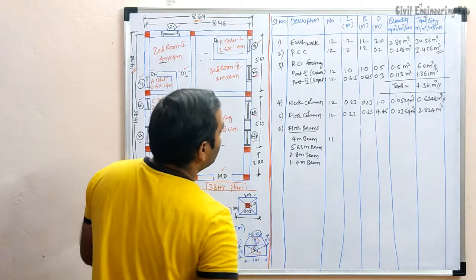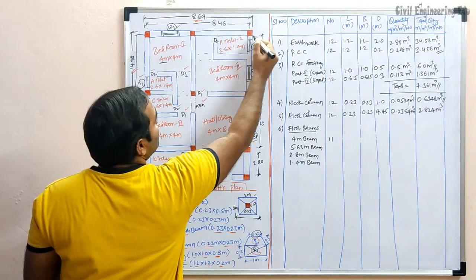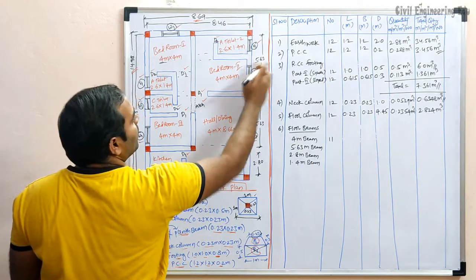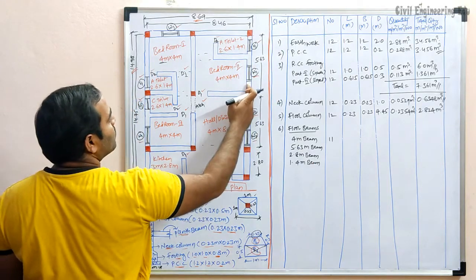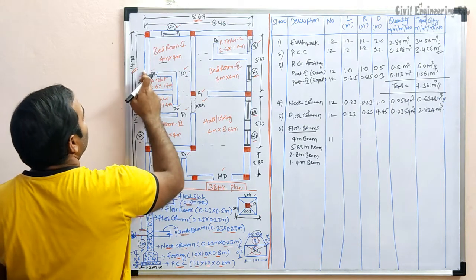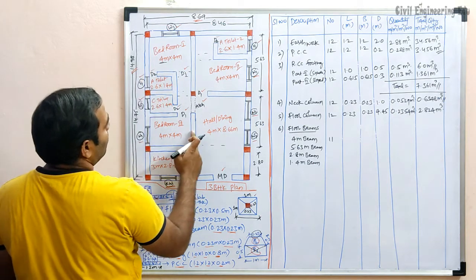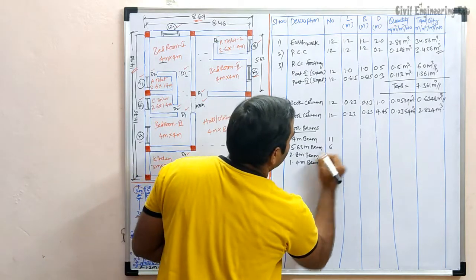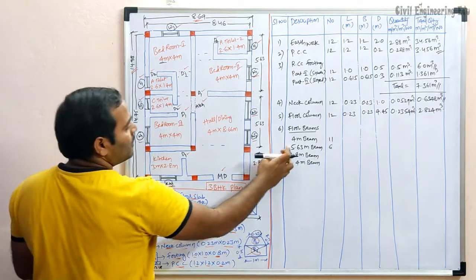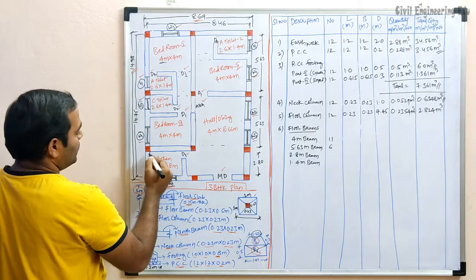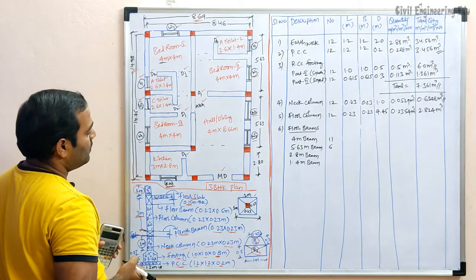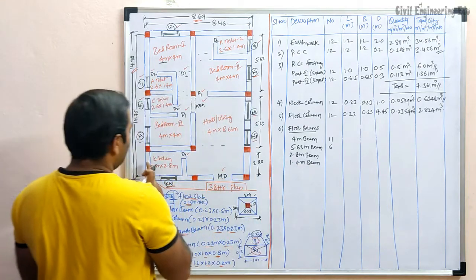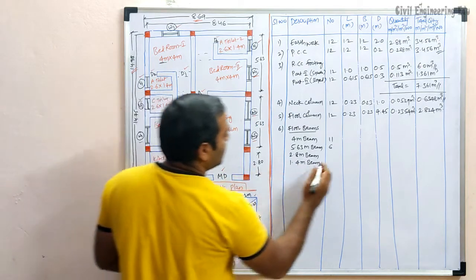Now coming to the 5.63 meter beam. From this face of column to this face of column, the length is 5.63 meters. So this is one beam, second beam, third beam, fourth, fifth, and this one is sixth. Total 6 beams are there. Now coming to the 2.8 meter beam, which is connecting this face and this face of column. So it is 2.8 meter, beam number 1, 2 and 3.